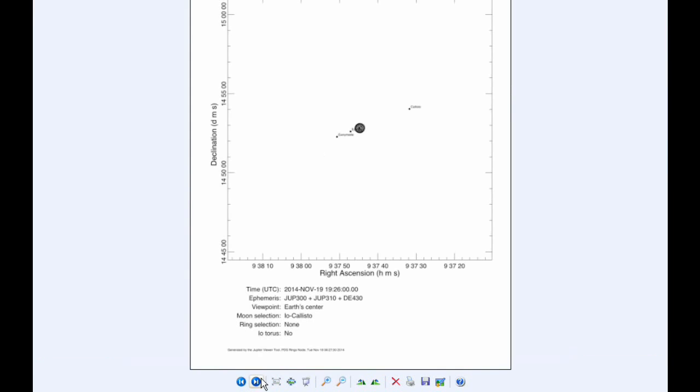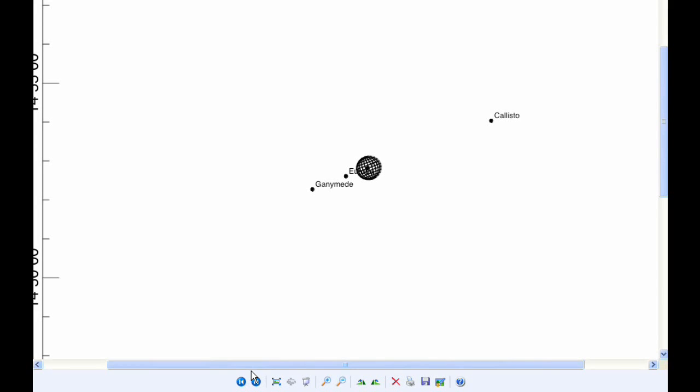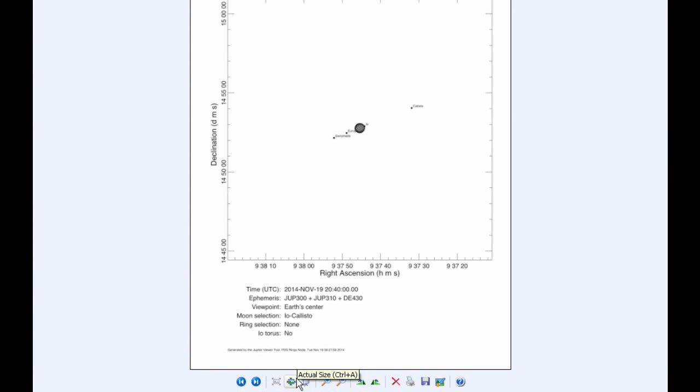At 18:24, Io begins its transit of Jupiter. At 19:26, Io's shadow disappears from the disk of Jupiter. And at 20:40 UTC, Io ends its transit of Jupiter.